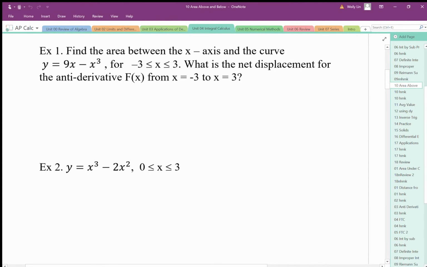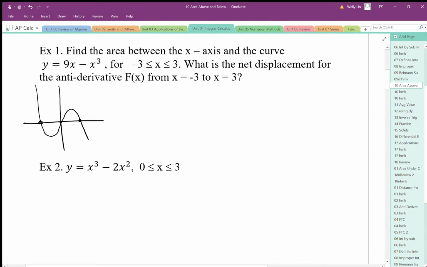Okay, so we're going to find the area between the x-axis and the curve of y equals 9x minus x cubed. So we should sketch the function. This has zeros at, it looks like, negative 3 and 3, and 0. So this is going to be a negative cubic function. It looks like that. And it looks like it is symmetrical.